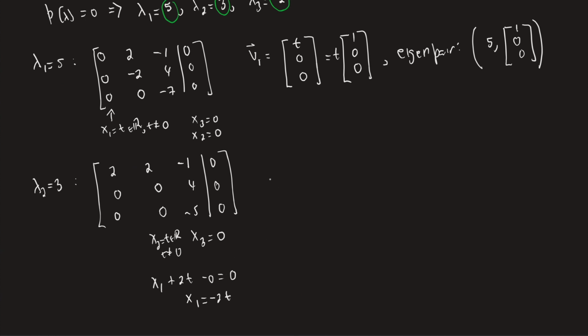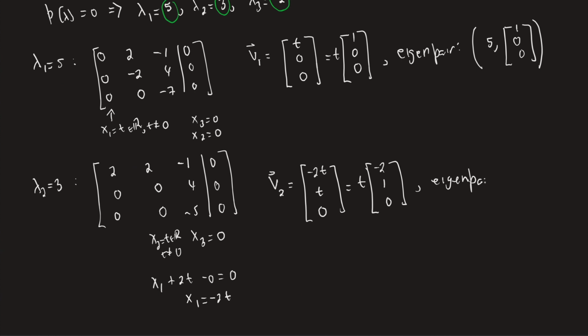All right, so here's our second eigenvector, v2. So we will have negative 2t there, and then t for our free variable, but our third component has to be equal to 0. So if we take out a t, then we're left with this as a basis: negative 2, 1, 0. And then our eigenpair is 3, and our basis is negative 2, 1, 0.